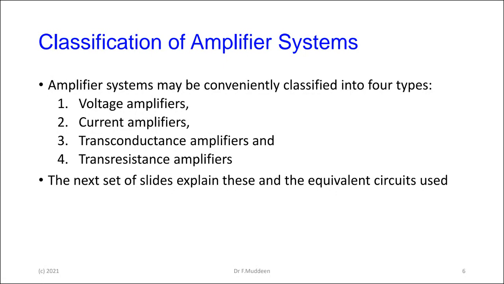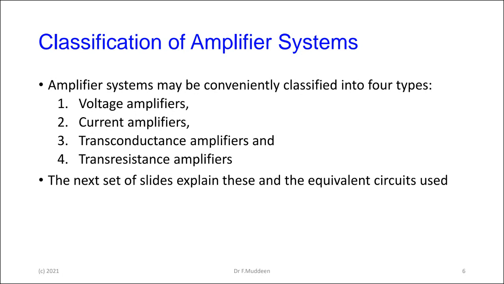the transconductance, which took voltage in and gave current out, and the transresistance, also known as the transimpedance amplifier. As I mentioned, you may see that. The transconductance takes a voltage and gives you a current. The transresistance takes a current and gives you a voltage out.